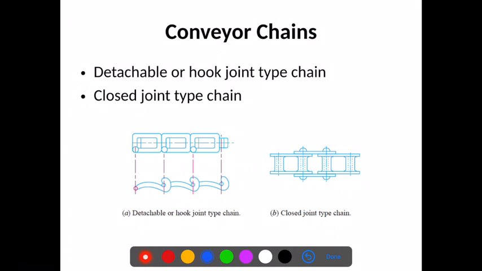that is from 3 to 12 kilometers per hour, and these are generally used for transferring material from one place to another place, and that's why they are called conveyor chains.